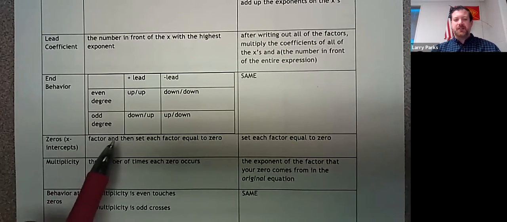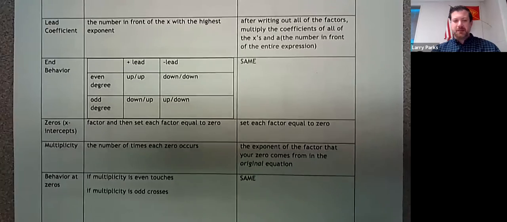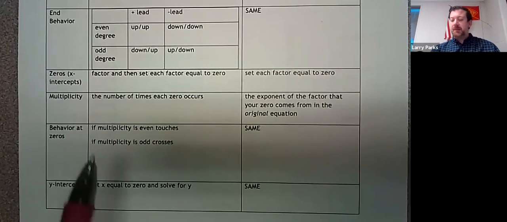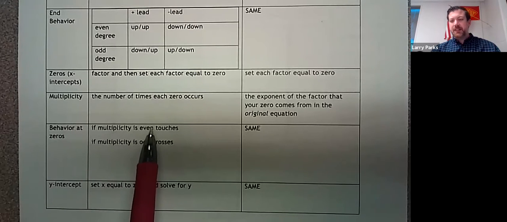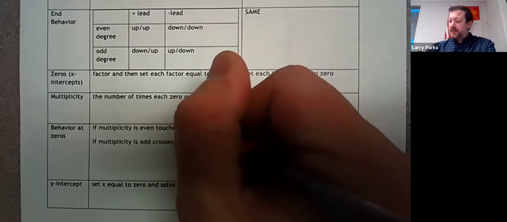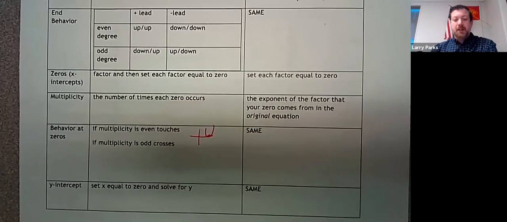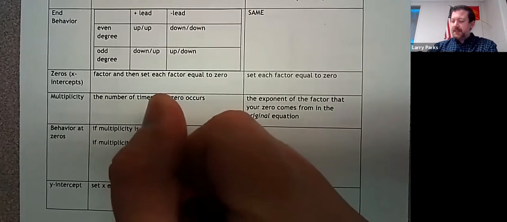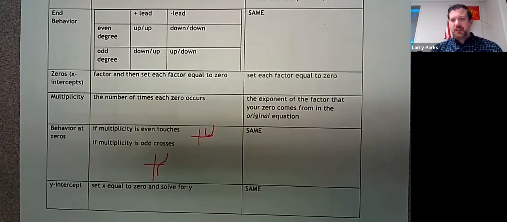How do you find the zeros? Well, you have to factor it first. If it's in factored form, it's already factored for us. Multiplicity, we've already talked about. Remember the behavior. If the multiplicity is even, then it looks like this. And if the multiplicity is odd, then remember that kind of makes a little, I guess you could call it a squiggle. It does cross.